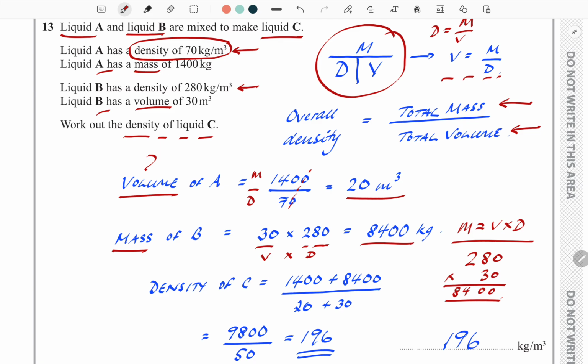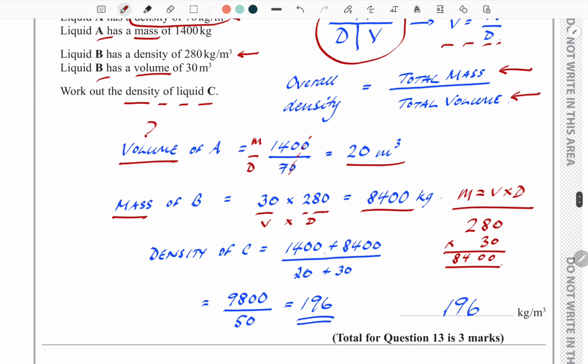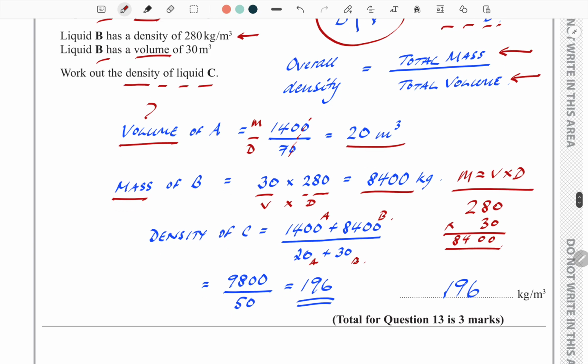We can now construct the overall density formula that we need: the total mass is the 1400 of liquid A plus the 8400 of liquid B. So that's A, that's B. And the same for the volumes, A and B. And we get total values of 9,800 kilograms for the mass, and 50 cubic meters for the total volume, all right?